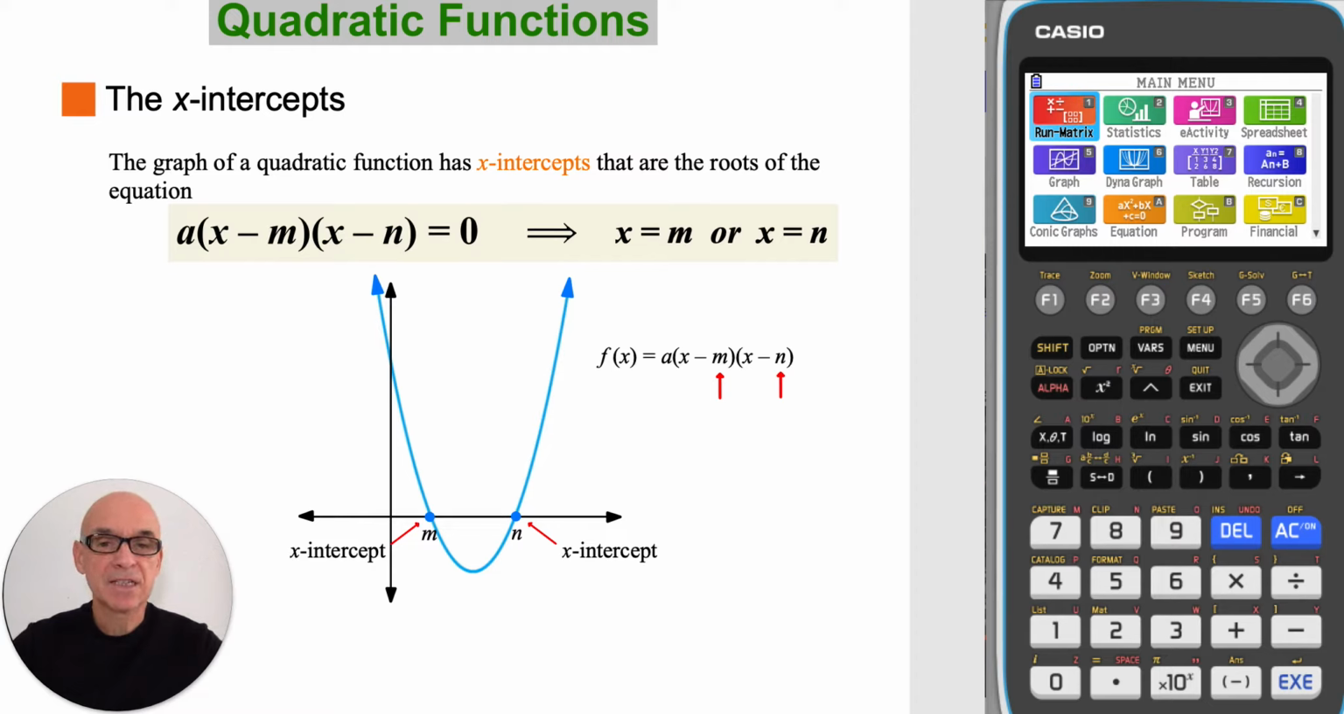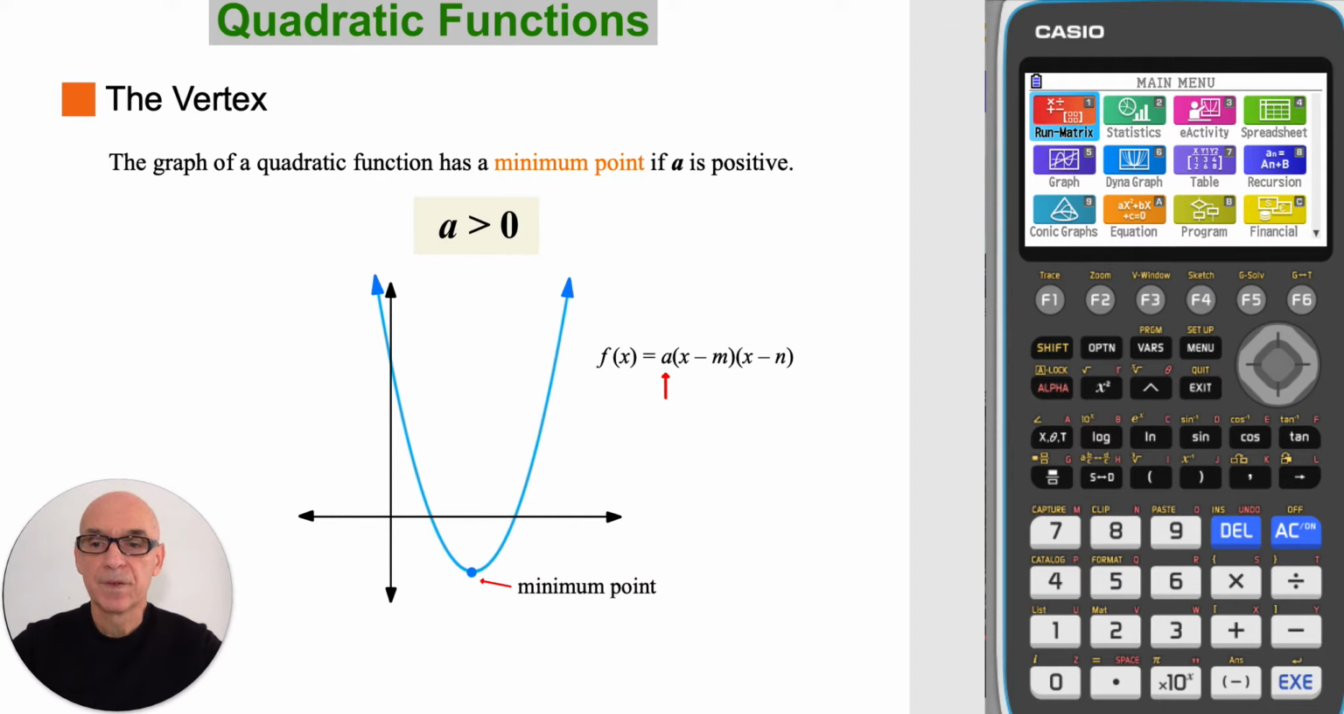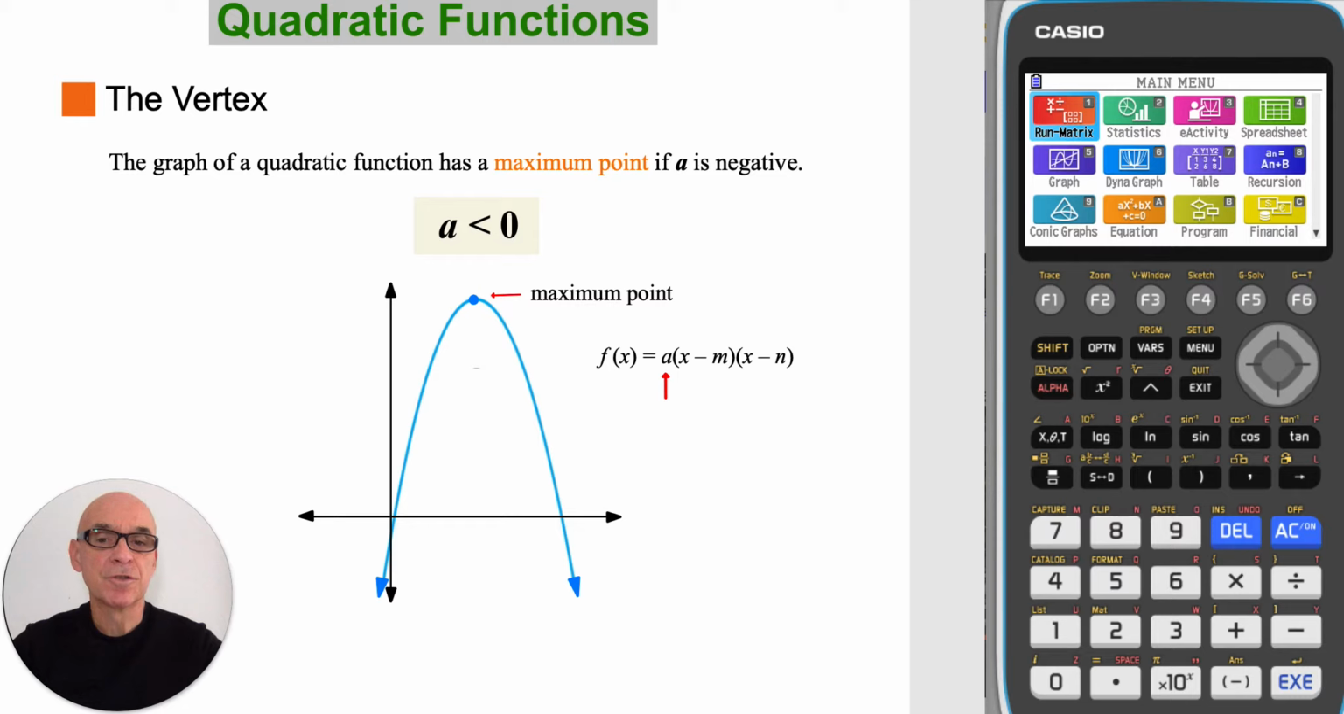The function has x-intercepts that are the roots of the equation a(x - m)(x - n) = 0. And these values will be x equals m or x equals n. So the x-intercepts are simply the values of m and n. The function will have a minimum point if the value of a is positive, i.e. if a is greater than 0. And the function will have a maximum point if the value of a is negative, i.e. if a is less than 0.